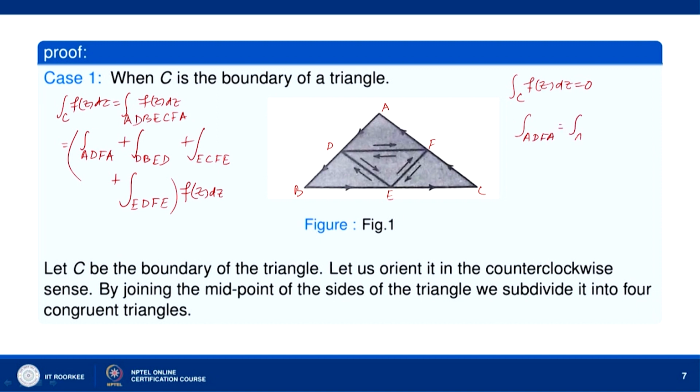the integral over A D F A means the integral over A D plus the integral over D F plus the integral over F A, and the integral over D B E D means the integral over D B plus the integral over B E plus the integral over E D. The integral over E C F E, similarly, will be over E C F E.